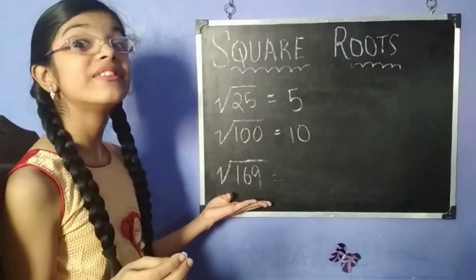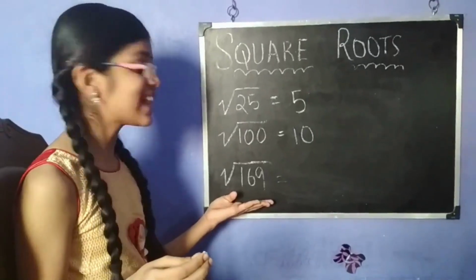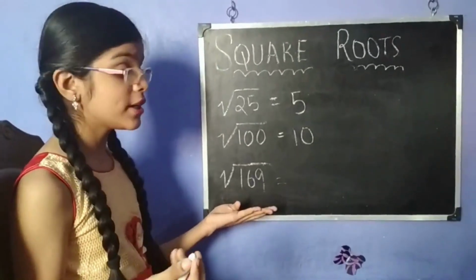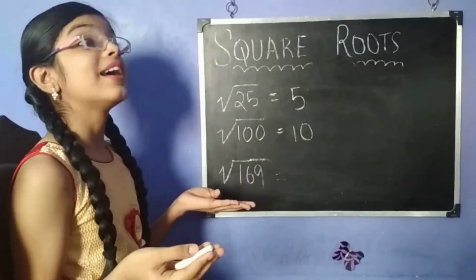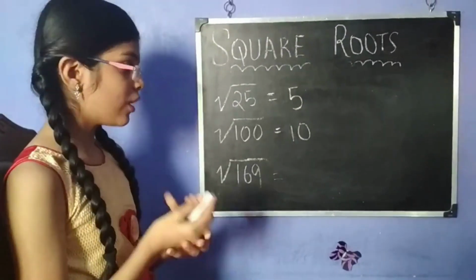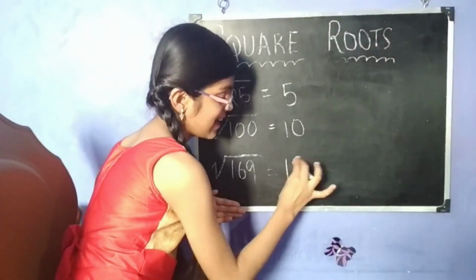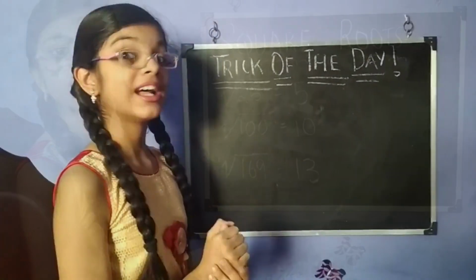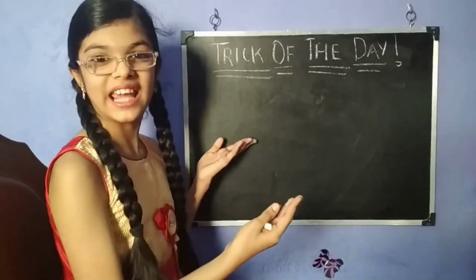And now the last one is the square root of 169. Do we know any two numbers that make up 169? We do, and that's 13. So the square root of 169 is 13.